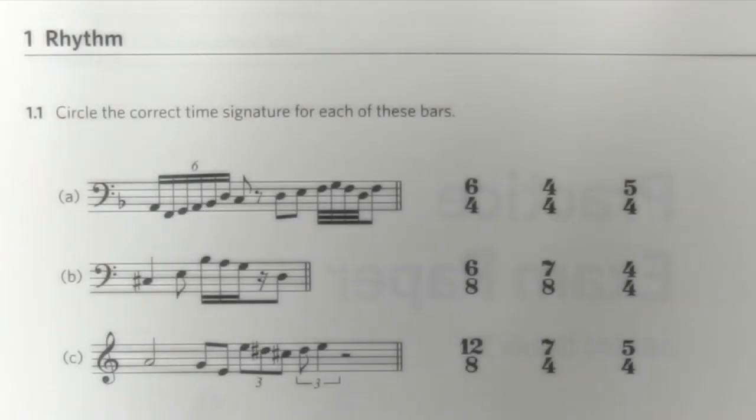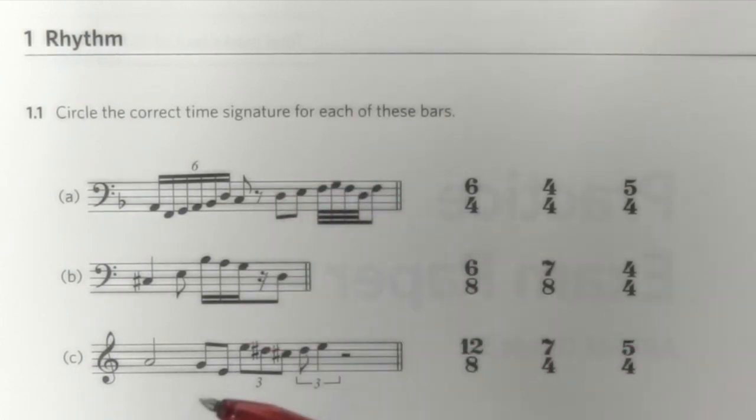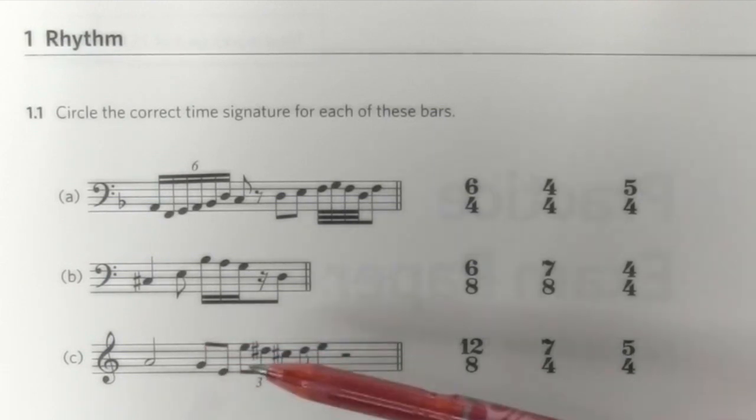The first section of this sample exam paper starts with rhythm, and we need to find the right time signature for each of these three bars. First of all, we look at each bar from above and see if we have a sort of grouping that can help us. And we need to see whether we can count in simple time or compound time. The difference is that in simple time, the subdivisions are two, so one and two and then you can go up to three or up to four. In compound time, the subdivisions are three. So we do like one and, two and, three and.